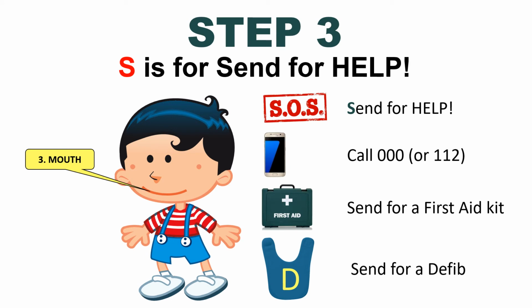Step 3. S is for send for help. Position 3, mouth. We had the picture of the S.O.S sign, the mobile phone, the first aid kit, and the D-bib. So in this step, sending for help, we want to make sure that we call 000 or 112 for an ambulance, ask someone to grab a first aid kit, and if one is available, ask someone to grab a defib.